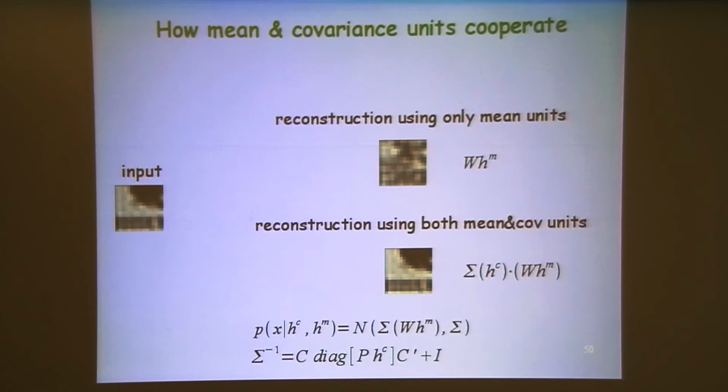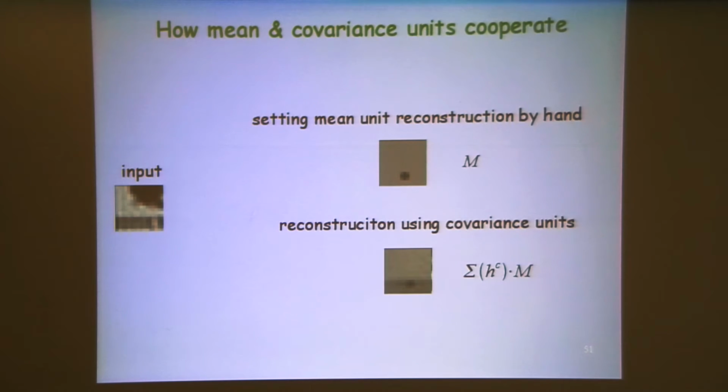Why is that, right? So one thing that I did was to cheat. Basically, instead of using the reconstruction from the mean latent variables, I set it by hand, okay? And I set the reconstruction to all 0, except for one spot, one small blob. And I say that this blob has to be negative, it's darker, right?